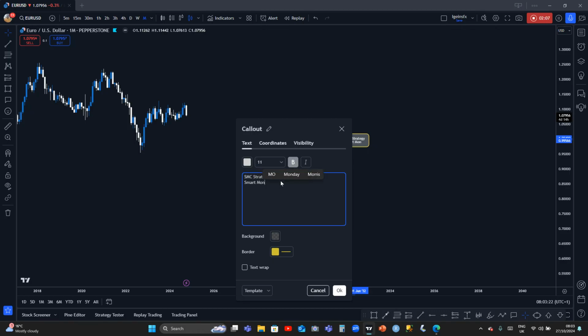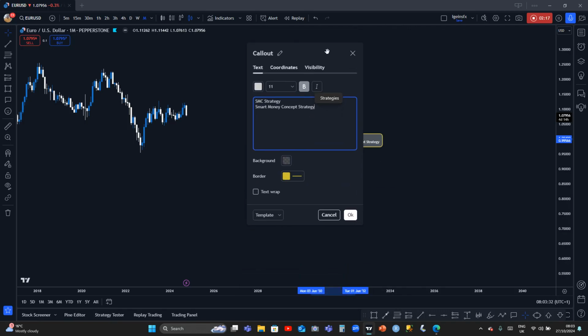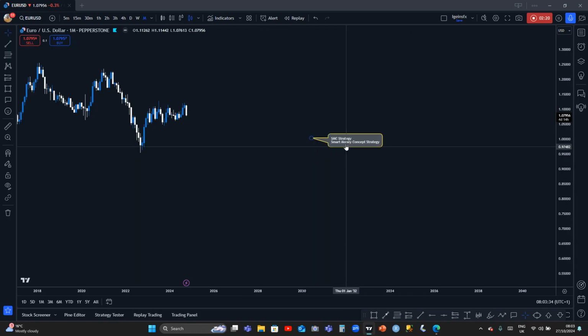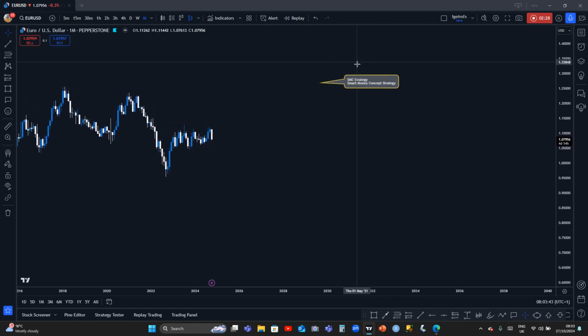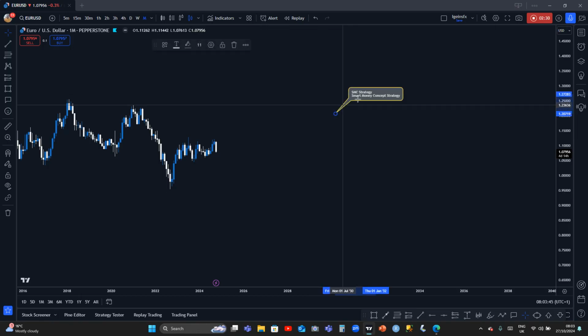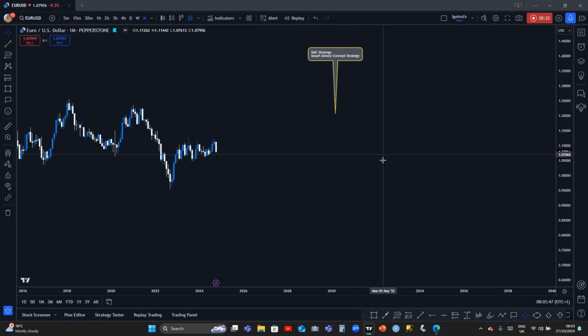Smart money concept strategy. That is what I trade. And how does this strategy work?